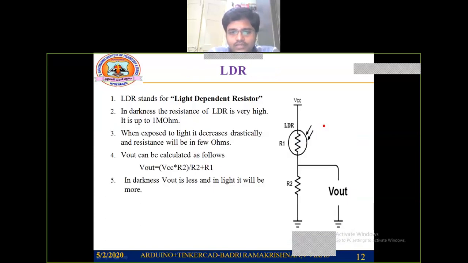Next we shall see the LDR. LDR stands for light dependent resistor. Basically, the resistance of this LDR will vary with respect to the intensity of light falling on it. So the symbol of LDR, you can have something like this. Whenever some light is falling on it, this resistance will decrease. In presence of darkness, the resistance will be very, very high, approximately something like 1 mega ohm.